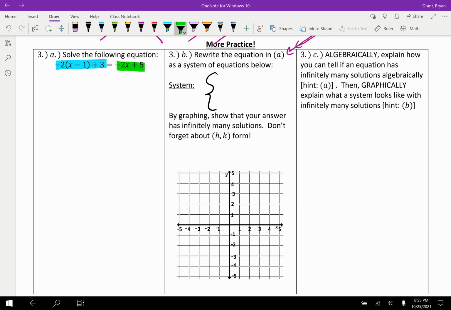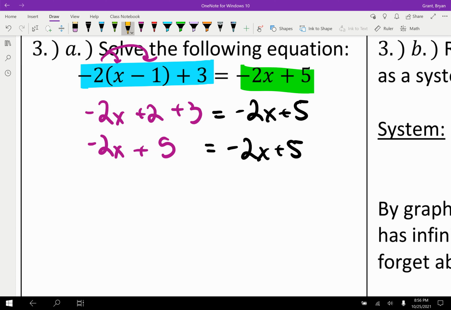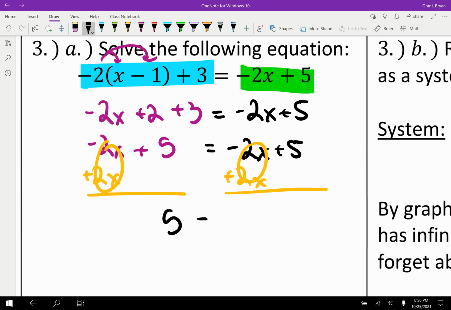Some of my other students, though, went further and they're like, okay, I remember we have x's on both sides. We need to undo the x's to move them all to the same side. So I'm going to add 2x to each side. And I think that's great. These cancel on each side, and that leaves me with 5 equals 5.